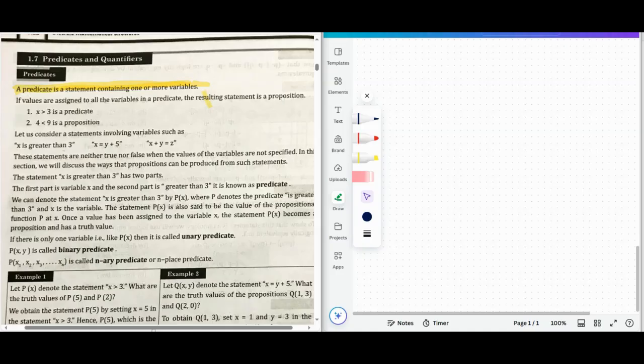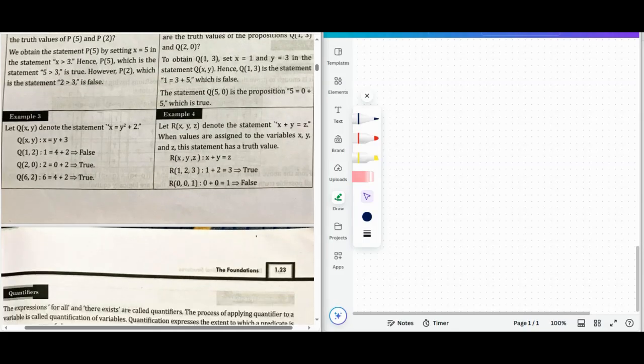For example, x is greater than 3. X is a variable, one variable, so x is greater than 3 is an example of a predicate. Another one is x equals y plus 5, a predicate with two variables. When it has one variable, it is called a unary predicate. When it has two variables, it is called a binary predicate. And if it has more than two, it is called an n-ary predicate.